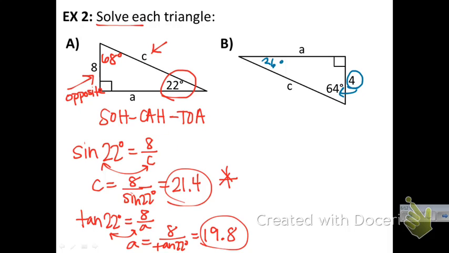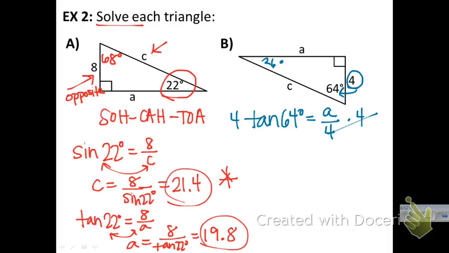So we're going to use both of those functions. It doesn't matter which one you start with. If we start with tangent, tangent of our angle 64 is equal to the opposite, a, over 4. Now, to solve this, we would multiply by 4, and then we would just go to our calculator there.